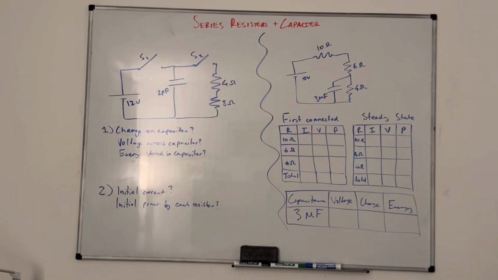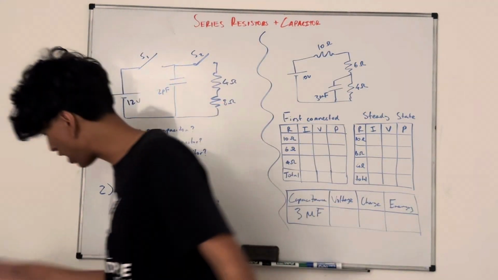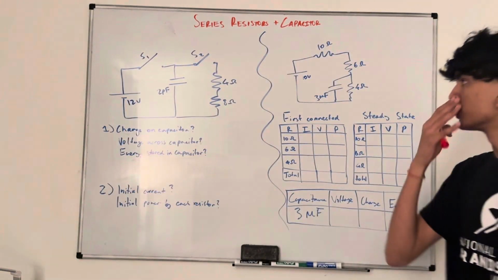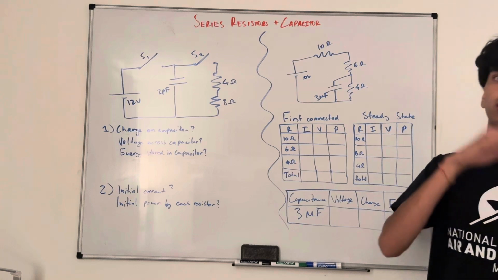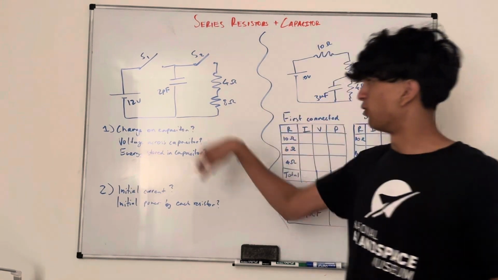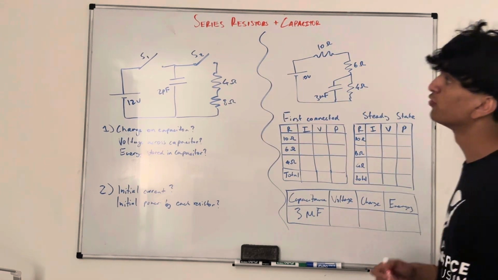Once again, sorry for the bad lighting, but this is page 12, series problems with the capacitor thrown in now. We're going to talk about it and do the lab; hopefully that makes sense and this will make it much easier. So, first question: we have this circuit and we're going to close the switch.